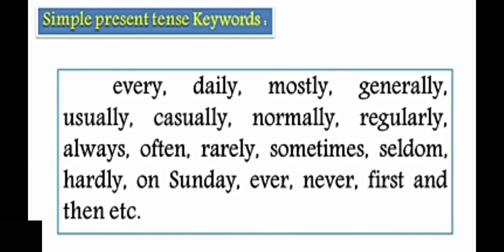Simple present tense keywords. Here we have some adverbs which can be used in simple present tense, that help us to identify in which tense it is. Every, daily, mostly, generally, usually, casually, normally, regularly, always, often, rarely, sometimes, seldom, hardly, on Sunday, ever, never, first, and then, and so on. The list goes on. These are the adverbs which can be used in simple present tense.